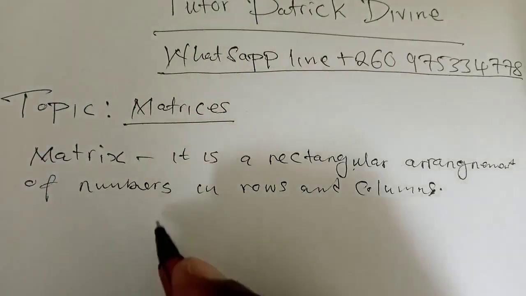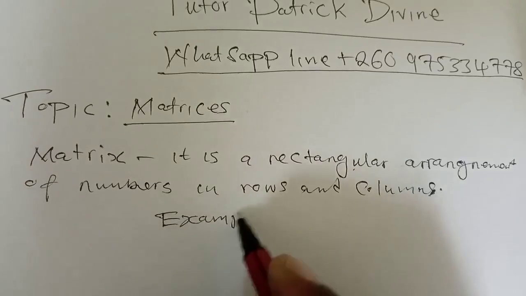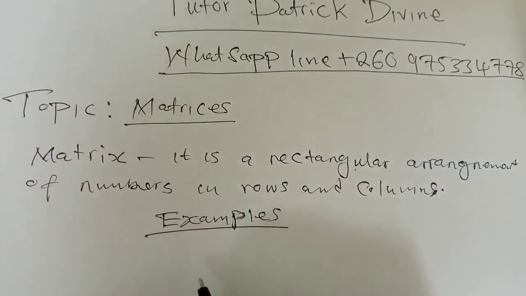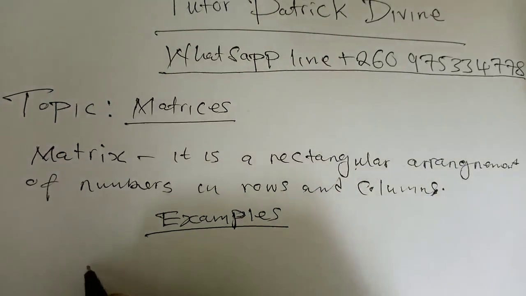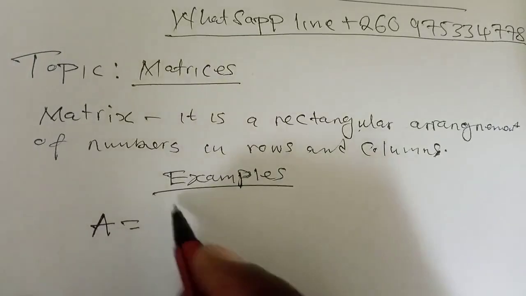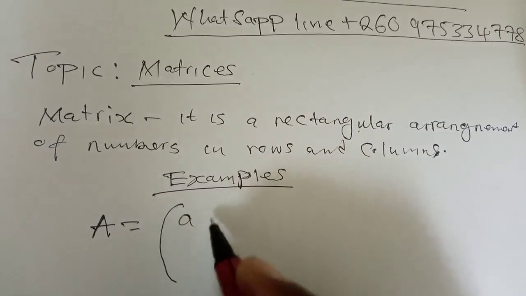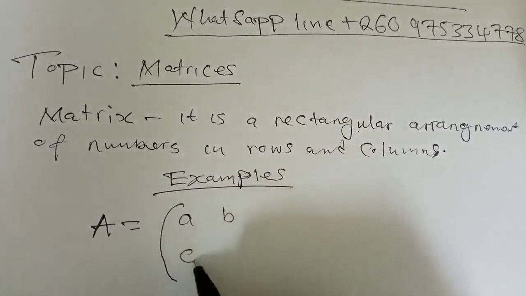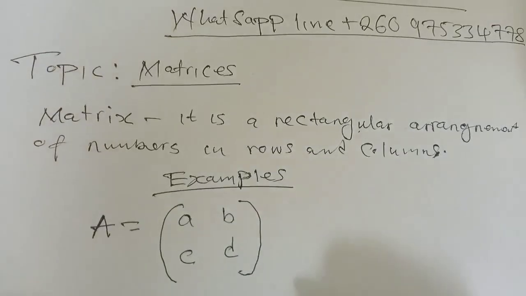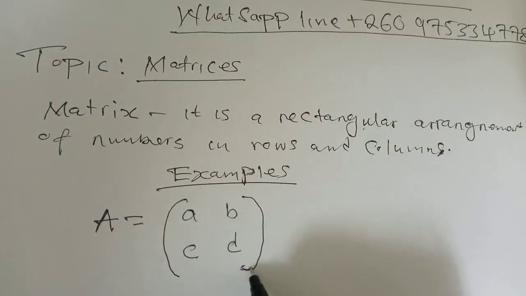Let's see the examples. How does a matrix look like? For example, we have matrix A, in a form, let's say A, B, C, D, like that. You need to follow me very well.